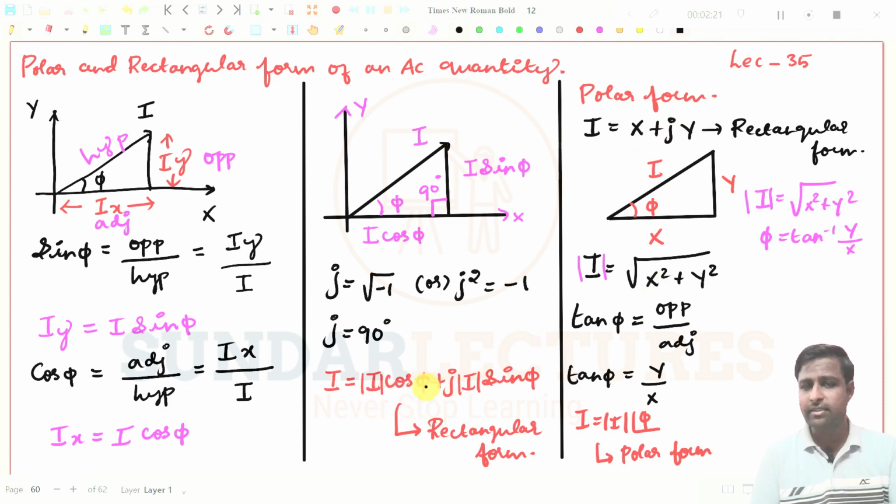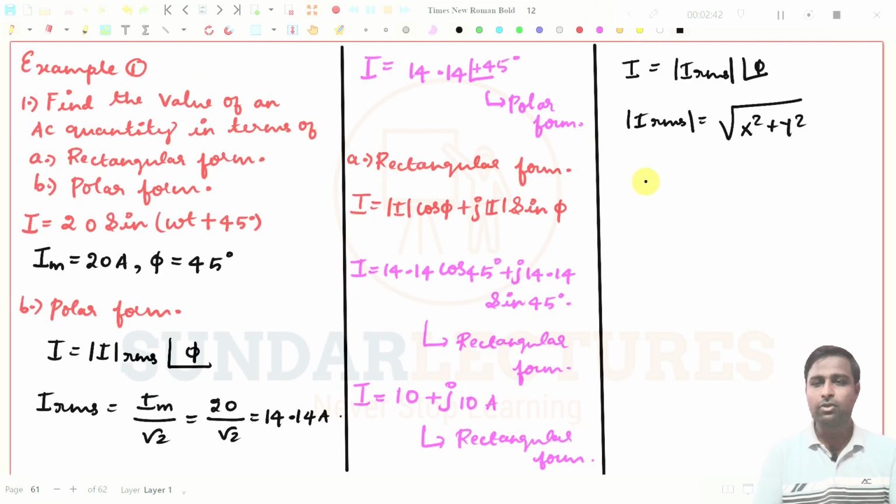What is x here? That is nothing but this value. I cos phi is the x value, and I sin phi is the y value. We have seen this already. That is what we have taken as the modulus of I, which means we always write the values in RMS value if it is an alternating quantity. So it should be square root of x squared plus y squared. It is very simple to write. This will be the square root of 10 squared plus 10 squared.